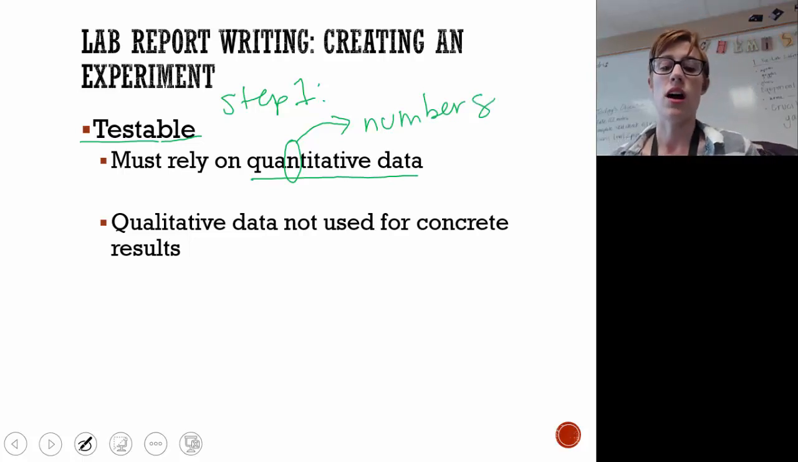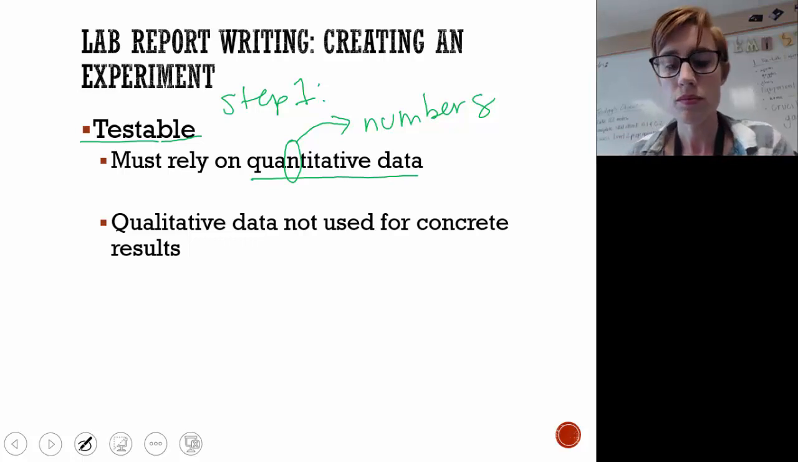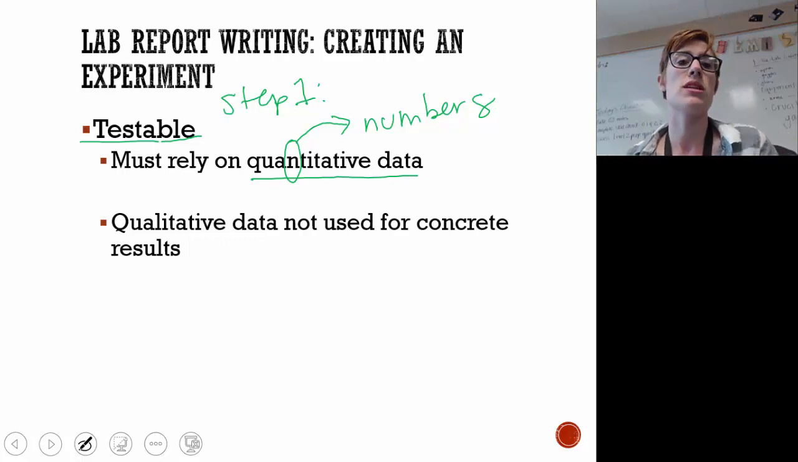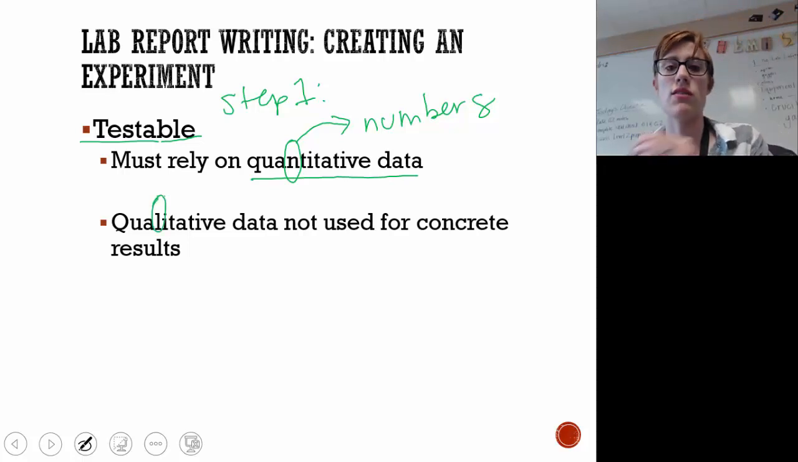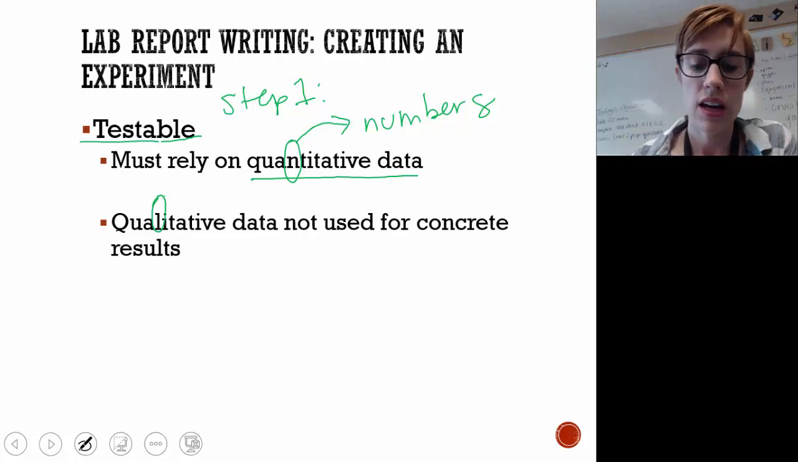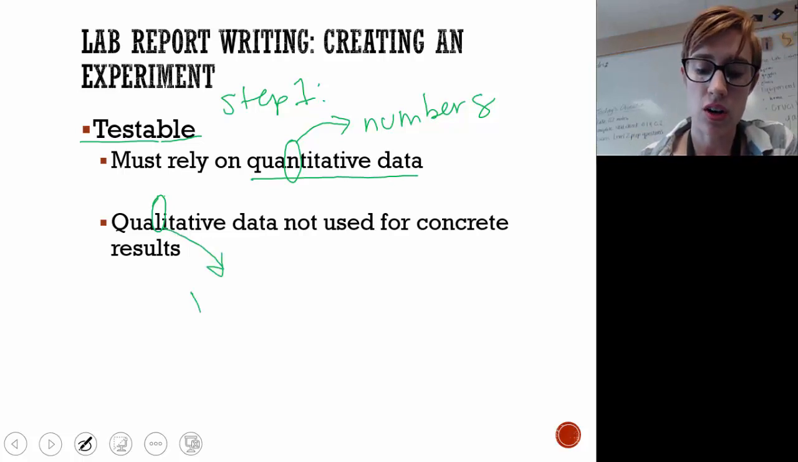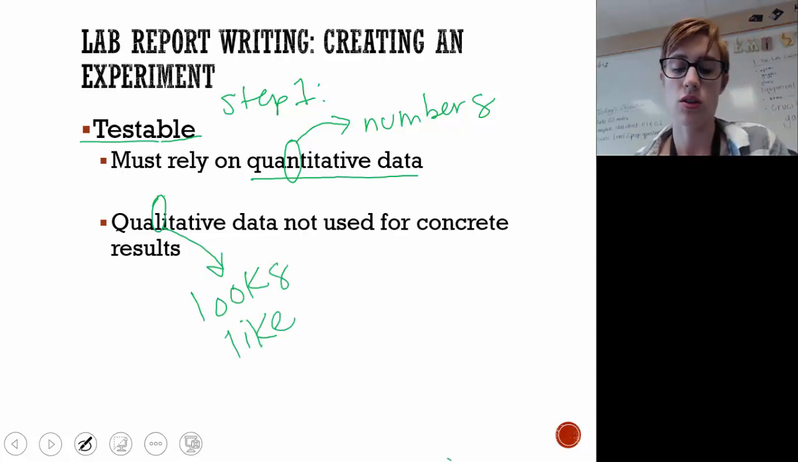For example, an example of quantitative data would be I have 6 boys in my class and 12 girls. So I'm using numbers to represent some concrete piece of information. Qualitative data is descriptive data, where you're describing what something looks like. And so the way I remember the difference between qualitative and quantitative is that qualitative has an L, and so that makes me think of the word look. And so qualitative data is describing something, specifically what it looks like.